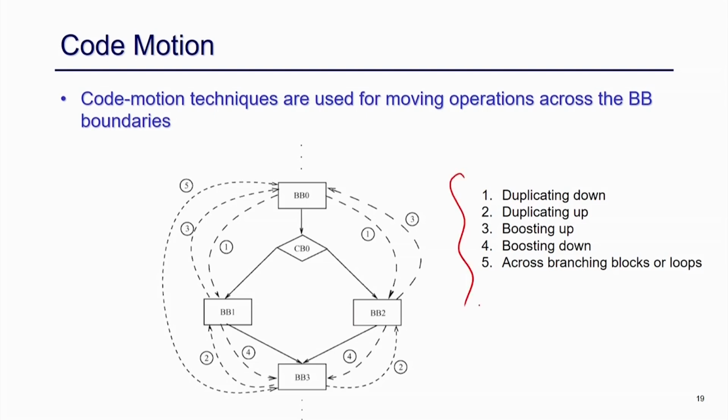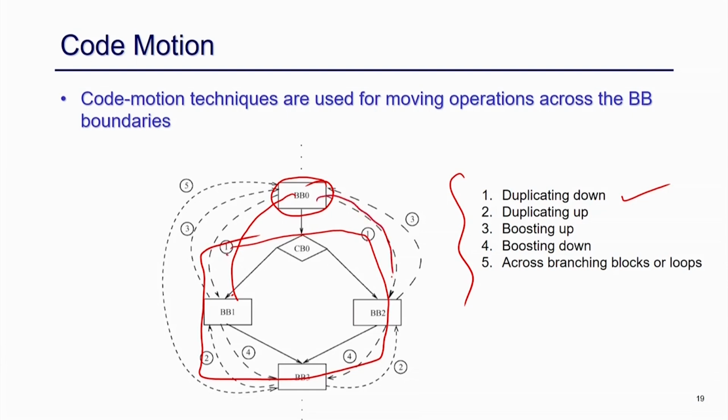So, all kinds of possibilities are there, and based on that we can have different kinds of code motion, one of which is called duplicating down. Suppose I just consider an if else here; you can also have a loop. So, this is your if else block, and you are moving some operation from before the if else block to inside the if else block. This is duplicating down.